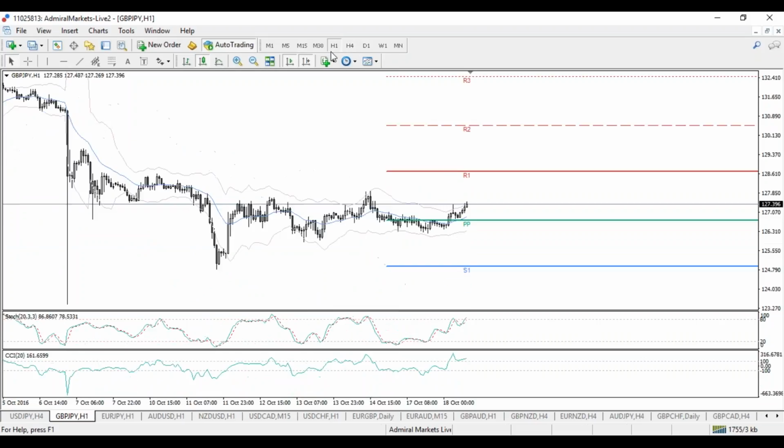Pound yen is, yeah, it's very similar to all those yens. Looking even messier than the others probably.